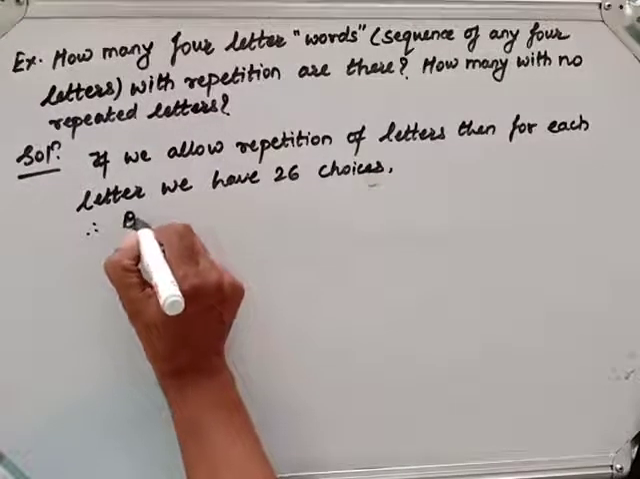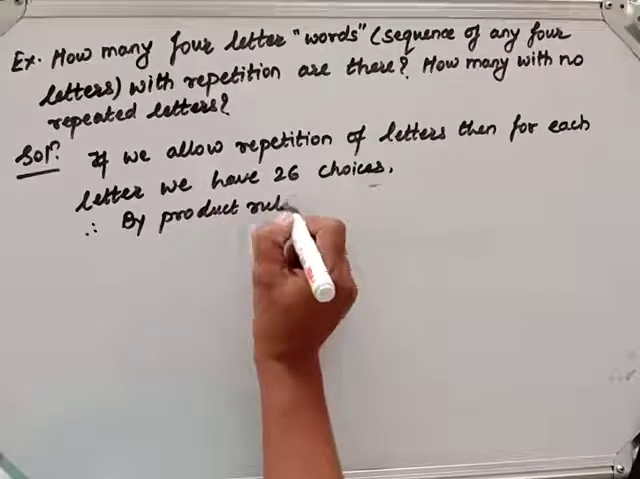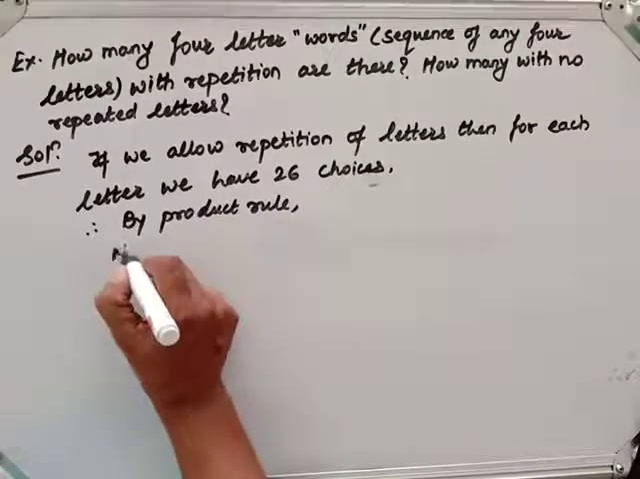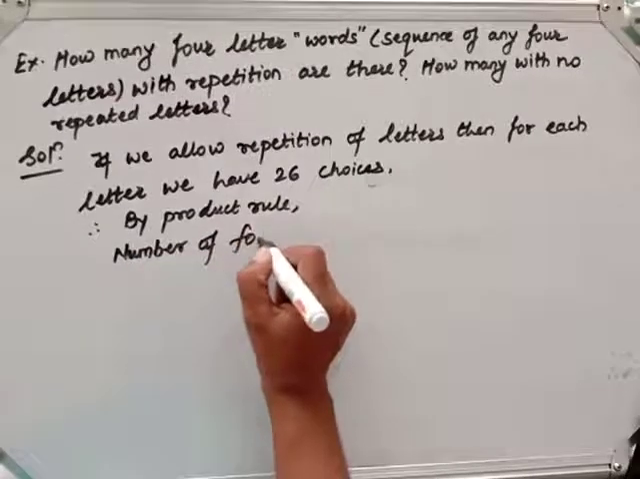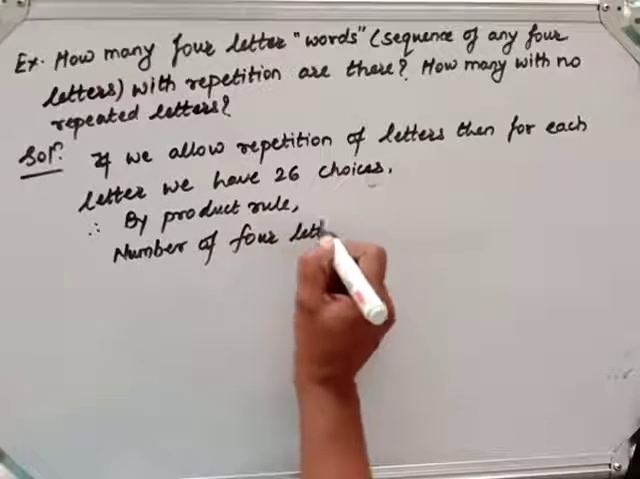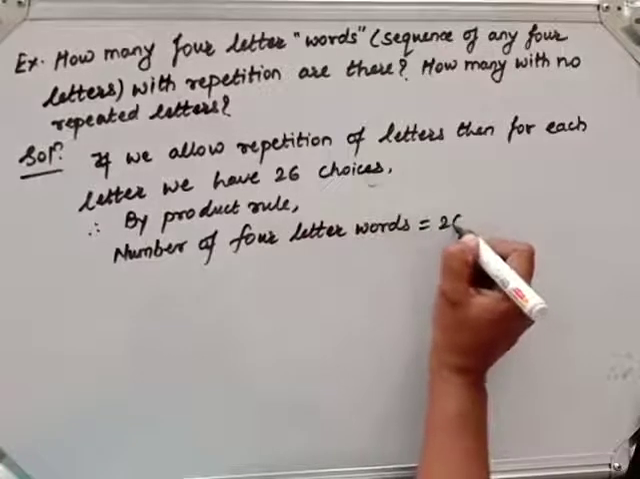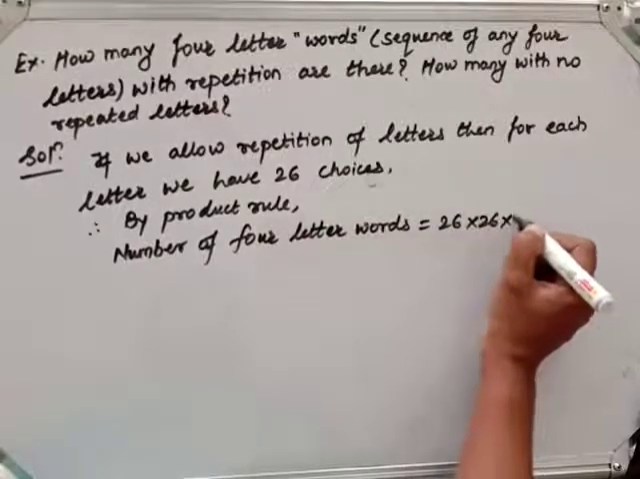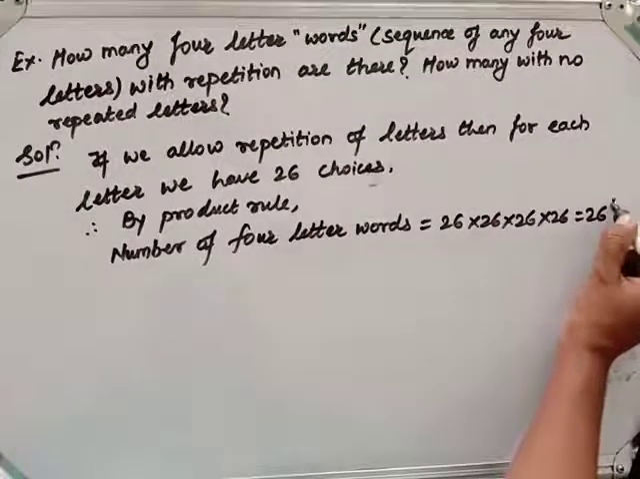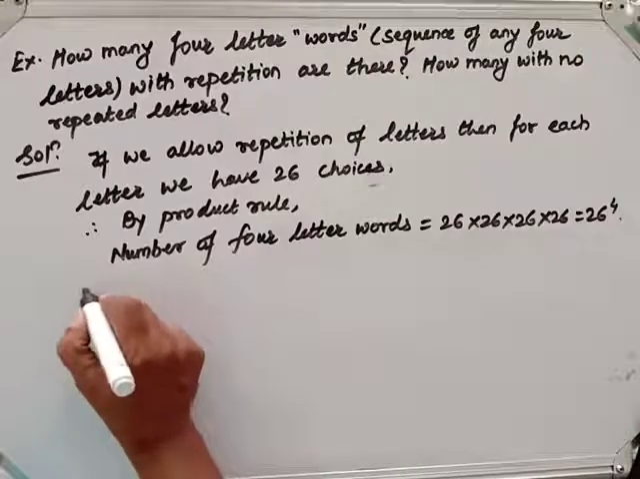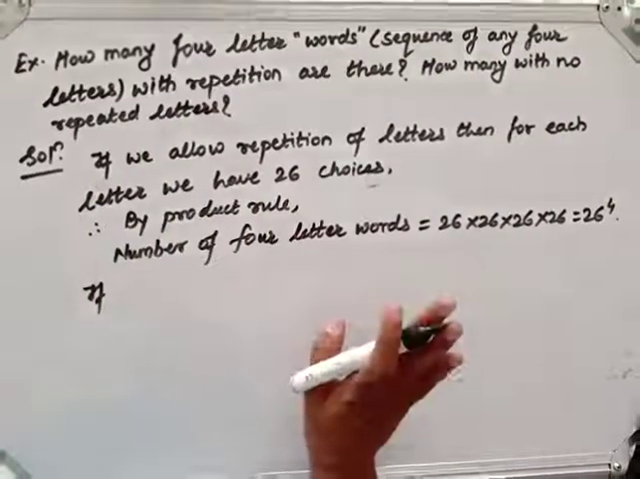Therefore, by product rule, what do we get? By product rule, the number of 4-letter words is 26 multiplied by 26 multiplied by 26 multiplied by 26. That is 26 raised to 4. Now, another question: how many with no repeated letters? That means repetition is not allowed.